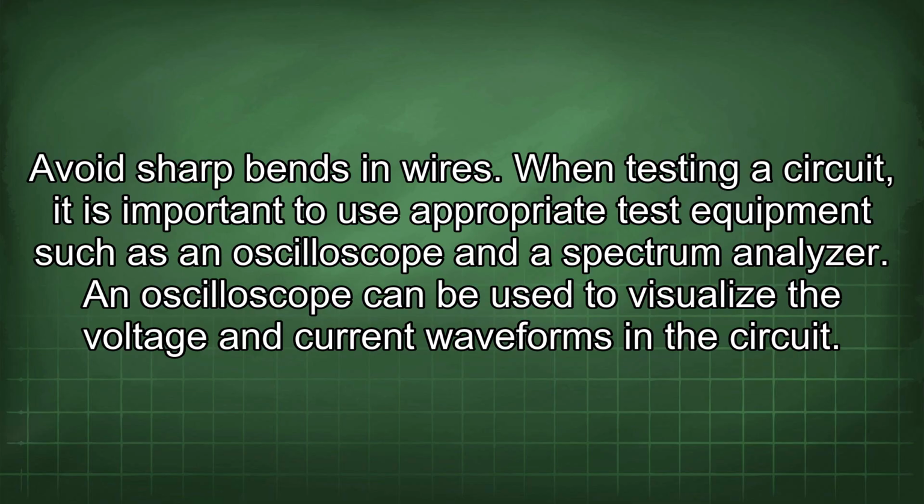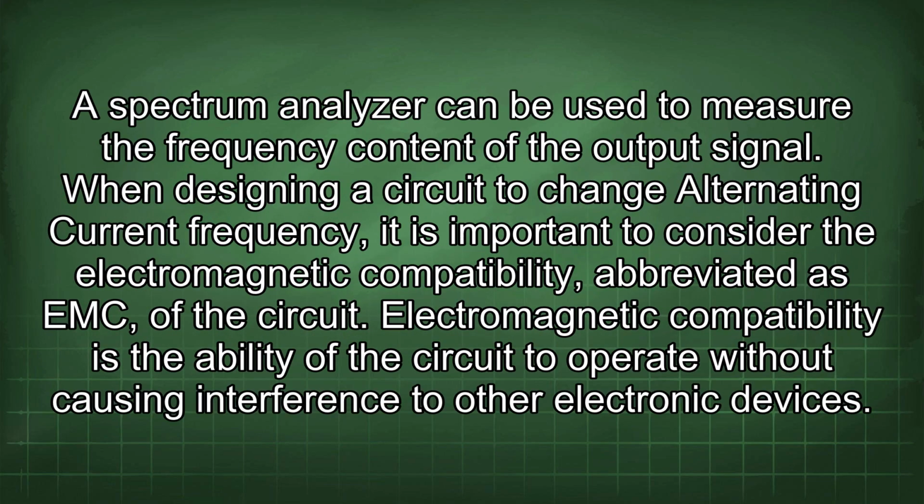When testing a circuit, it is important to use appropriate test equipment such as an oscilloscope and a spectrum analyzer. An oscilloscope can be used to visualize the voltage and current waveforms in the circuit. A spectrum analyzer can be used to measure the frequency content of the output signal.